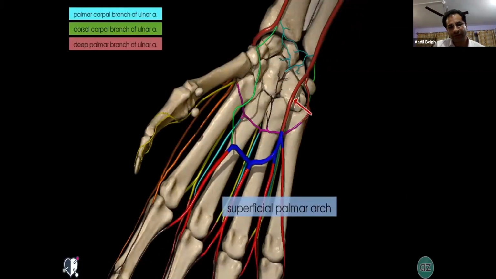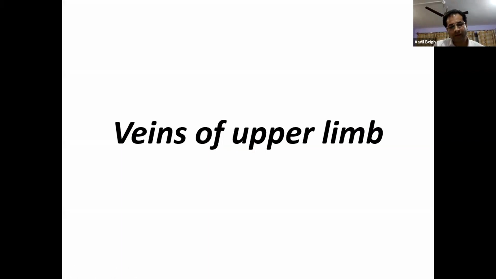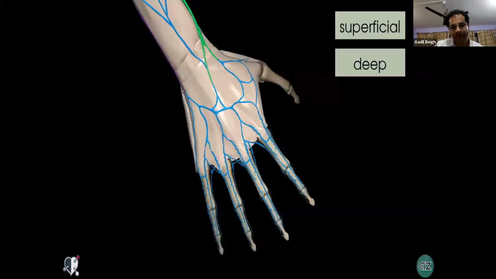So one, this is the deeper branch. This gives the deeper palmar arch. This is the superficial palmar arch. So now the veins. The arteries break down into arterioles, and then there will be the capillaries, and there will be the venous formation. So the veins, what this is called as a digital veins, dorsal digital veins.